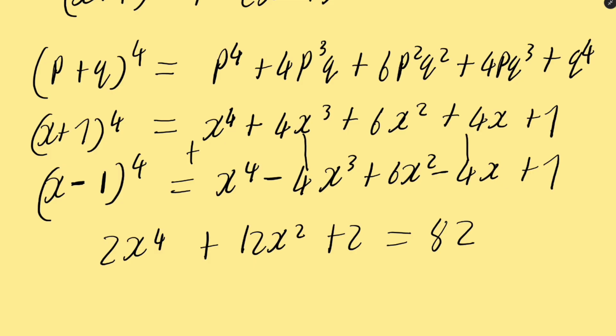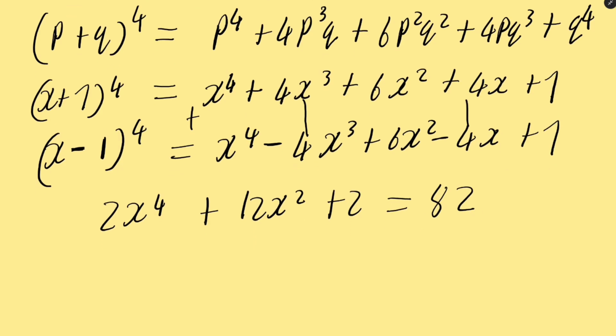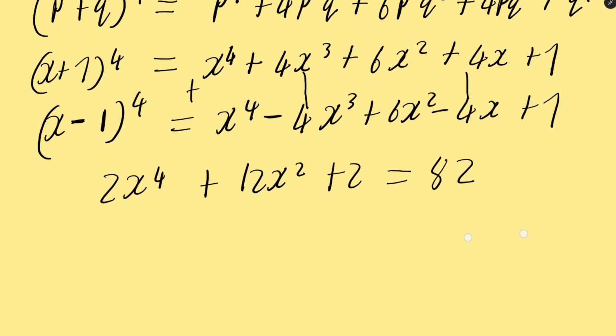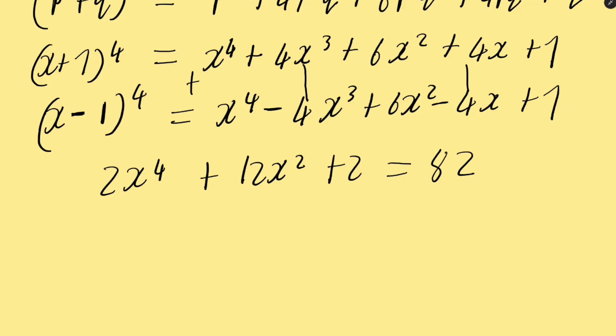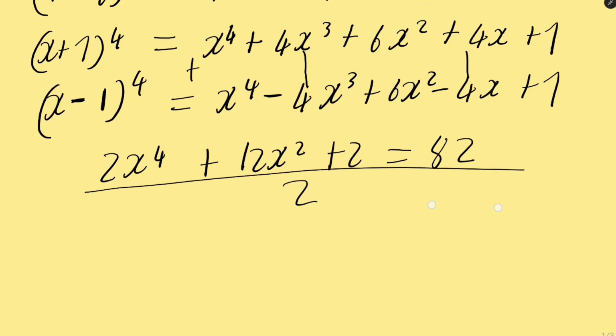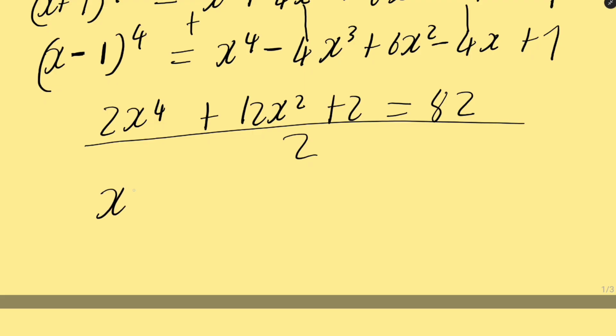Now we can continue the problem solving series. So from here, what are we going to do now? We can divide all through by 2. The division all through by 2 gives us an equation of x^4 + 6x^2 + 1 is equal to 82 divided by 2, which gives us 41.